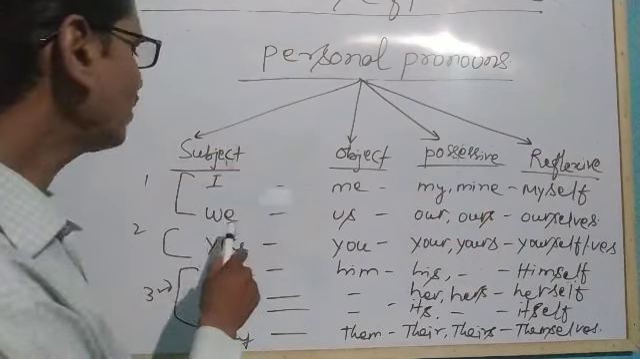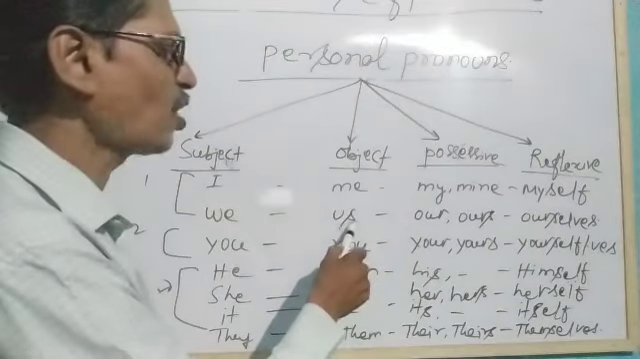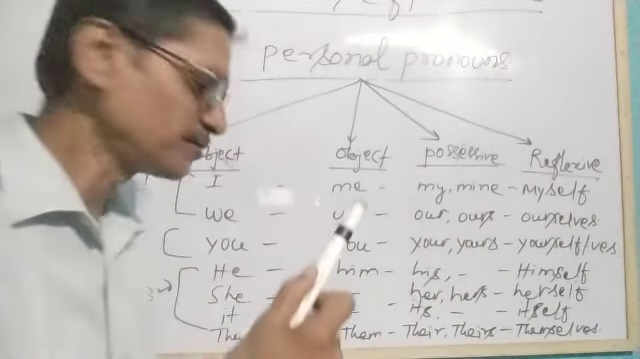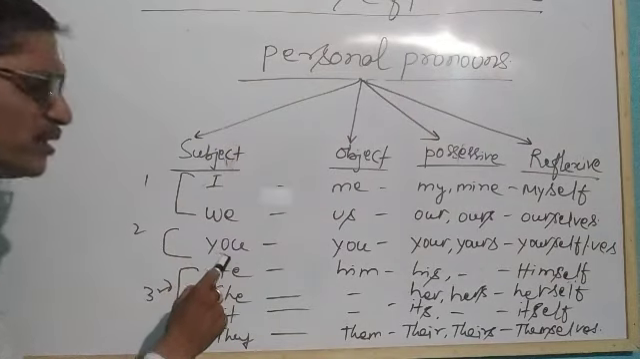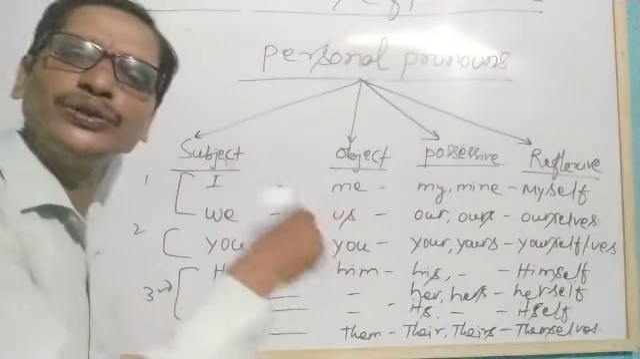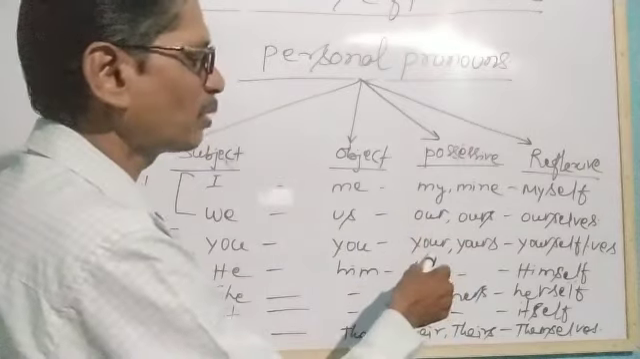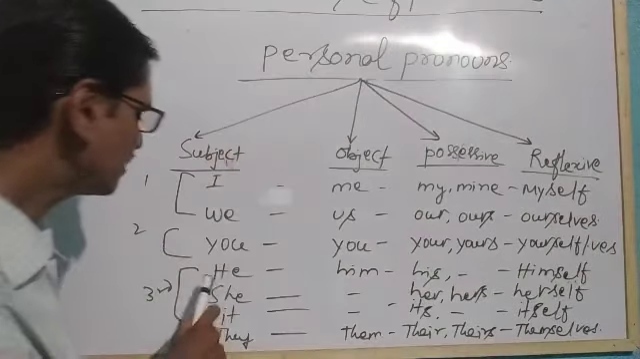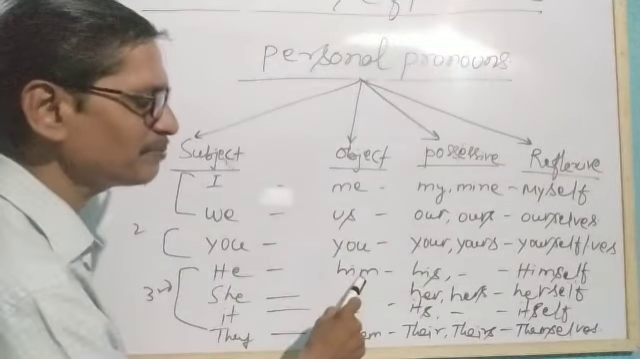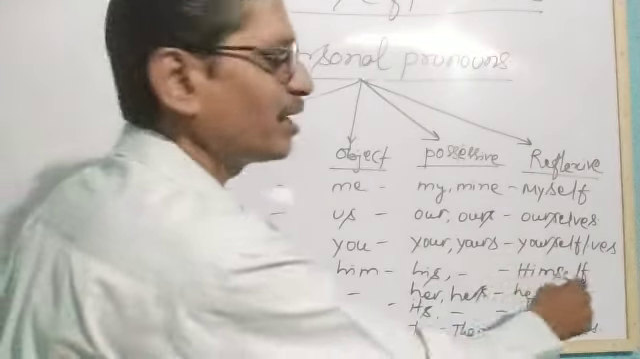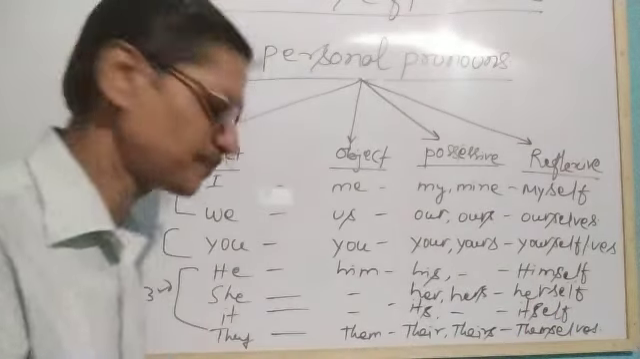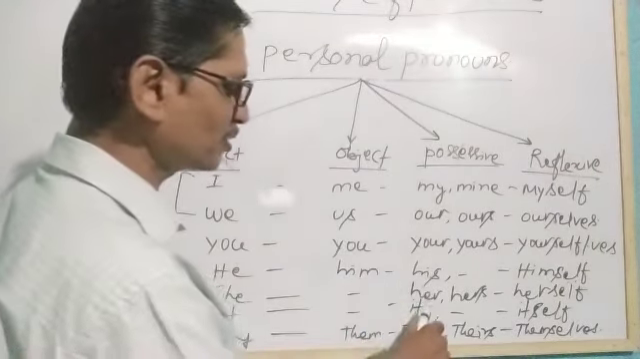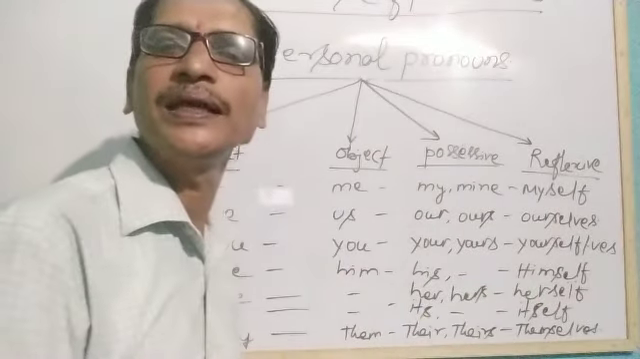So similarly, for we, the objective is us, the possessive is our, ours, and the reflexive is ourselves. Similarly, when we use you as a subject, we can use you as an object, and for possessive, we can use your, yours, and the reflexive yourselves. Okay, similarly, for he, the object form is him, the possessive is his, and himself is its reflexive. Similarly, for she, it doesn't have an objective form; its possessive form is its, and the reflexive is itself.